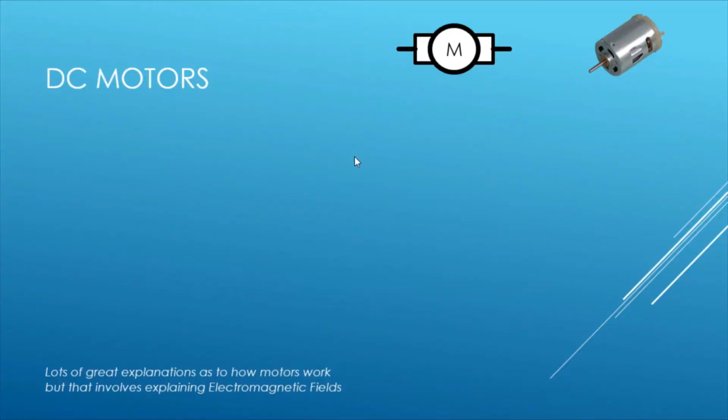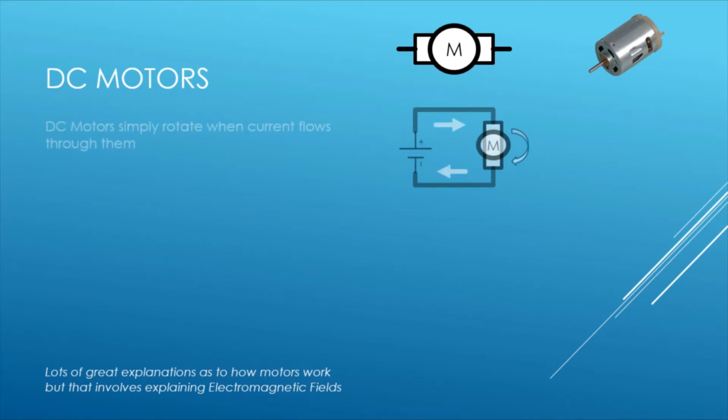So DC motors next. Here you can see the circuit symbol for a DC motor is essentially very aptly just a circle with an M in it. And here you can see a standard DC motor. There are lots of great explanations as to how motors work and all of the science behind it, but that involves explaining a lot of stuff, and I'm not going to go through it here today. You can be sure there are some resources online for that if you want to find those.